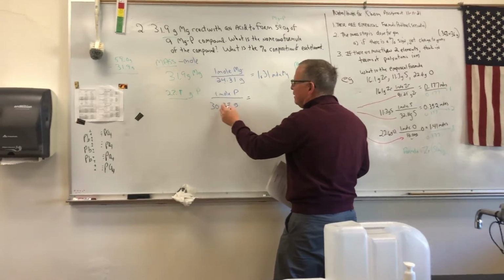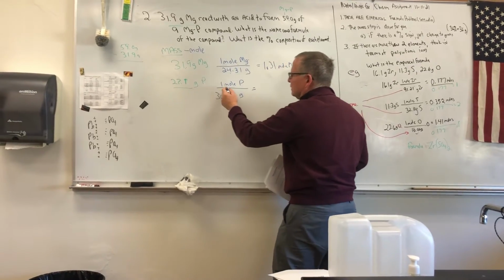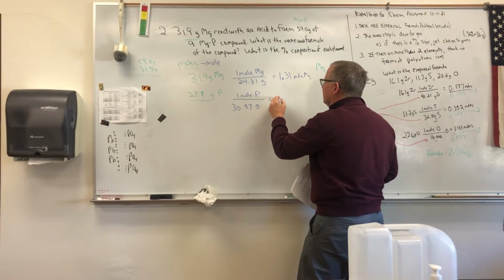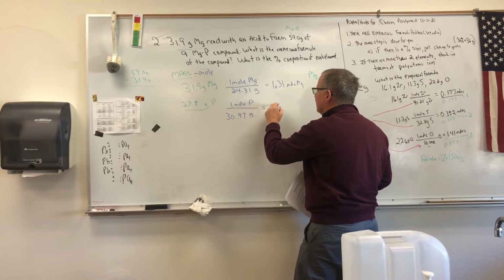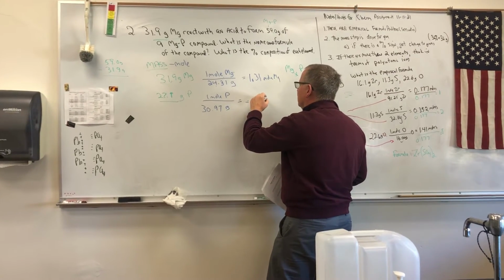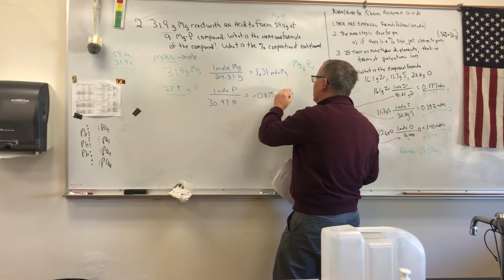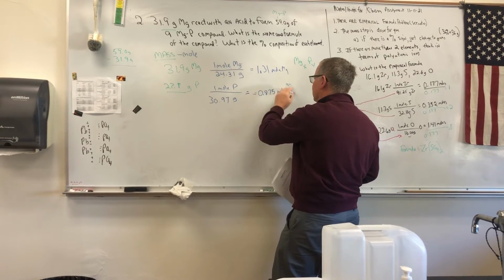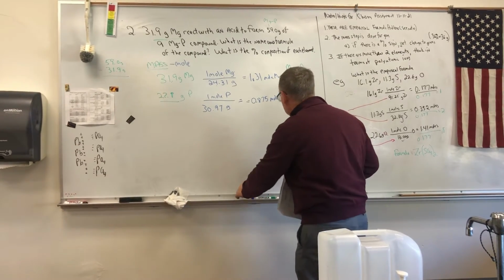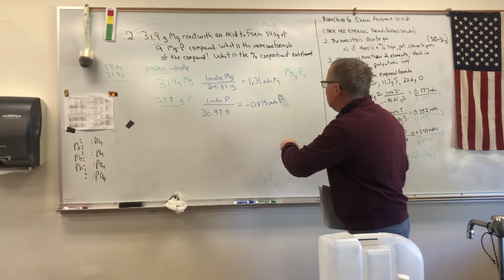Doing the same thing down here. 1 mole phosphorus, or 27.1 times 1, which of course is 27.1, divided by 30.97, we get 0.875 moles of phosphorus. All right, so again, that's the mole step.